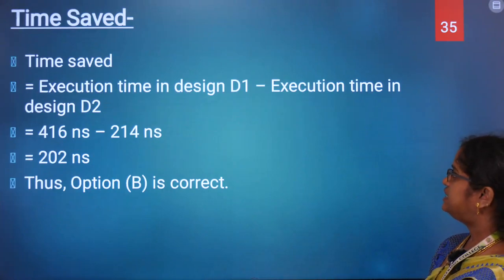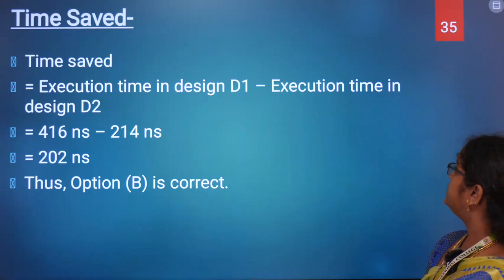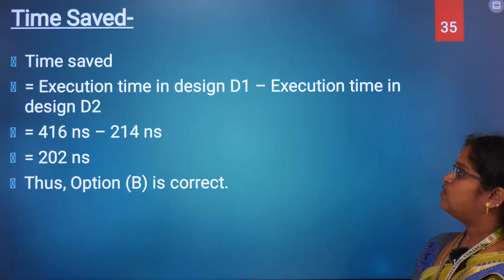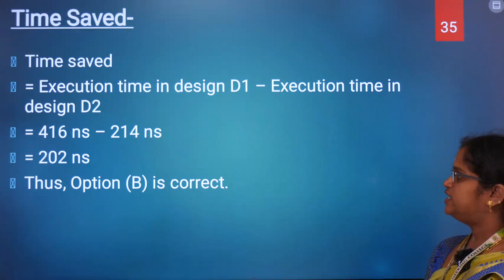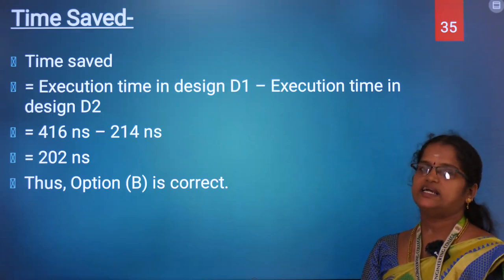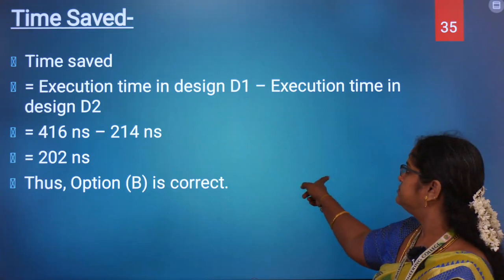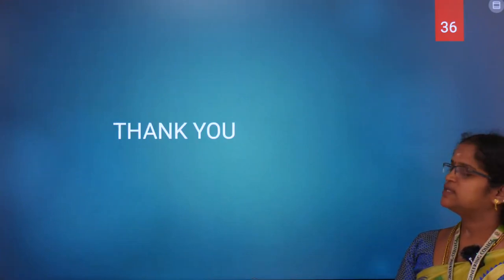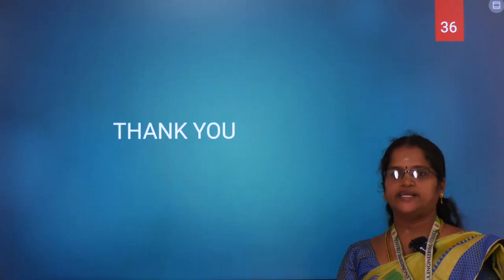Now find the time saved: execution time in design D1 minus execution time in design D2. 416 minus 214, so finally 202 nanoseconds is the answer. That's why option B is the correct answer. Thank you. We will continue in the next session.